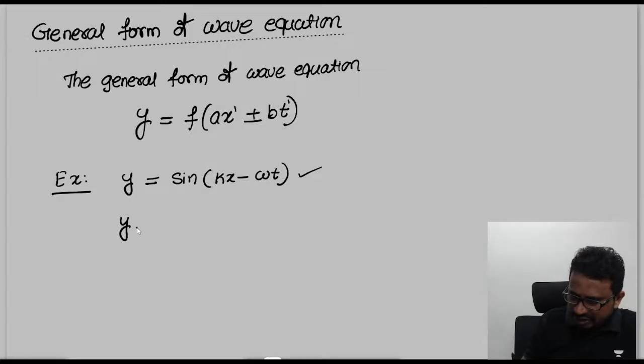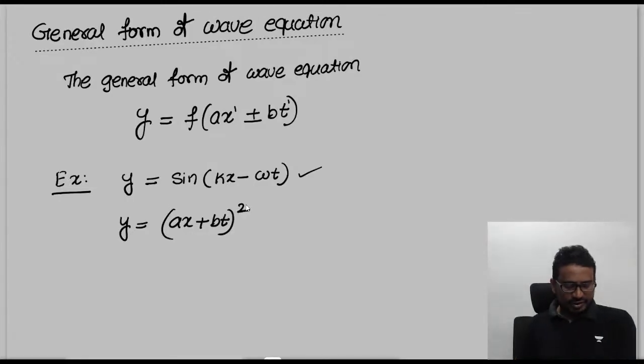Now if they give something else, let us say (ax plus bt) whole square. Is this a wave equation or not?